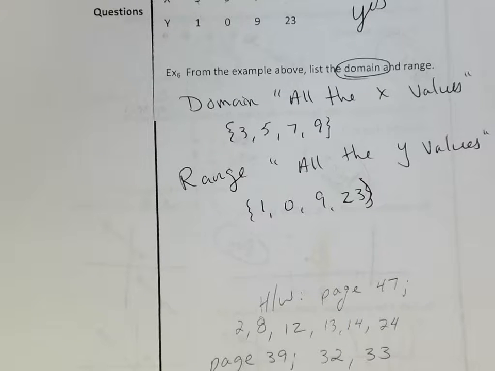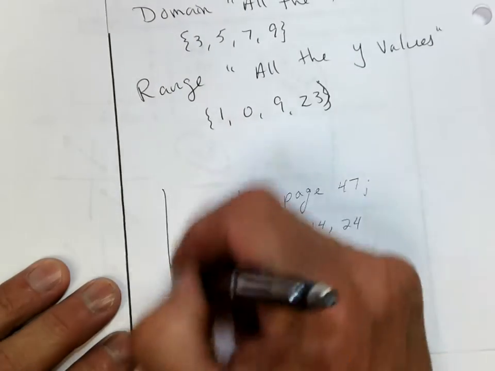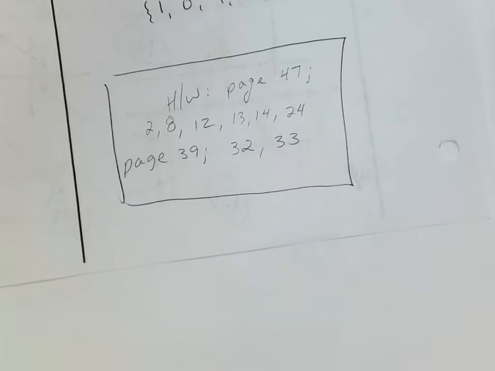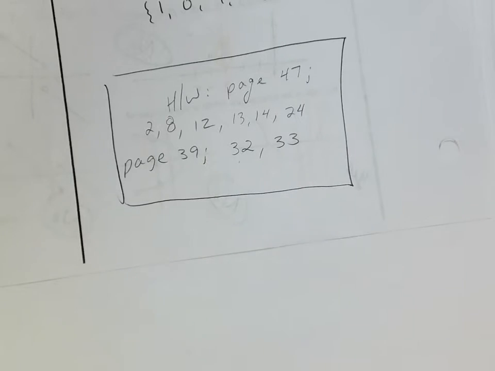All right. Hate to give you homework over the weekend, you guys, but I'm just a slave driver. I know. Page 47, but it's pretty easy assignment, okay? 2, 8, 12, 13, 14, 24, and also then page 39, I want you to do 32 and 33. We have time. It's only 11. We got time to get some stuff done.